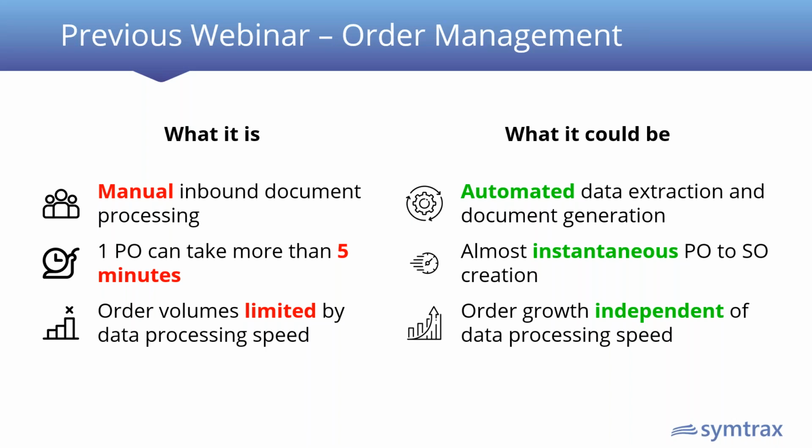Because of this, your order volumes are limited by how many people you have processing them and how fast they can process them, which is what we want to avoid. By automating this system, you can have automated data extraction and document generation, in which when a document comes in, this document extraction will happen instantaneously. And the creation of the next document, be it your GRN, your SO, your invoices, any documents that you need to create, can be automated. Last but not least, because of the minimal to no human intervention, the order growth is independent of how fast your team can process it.